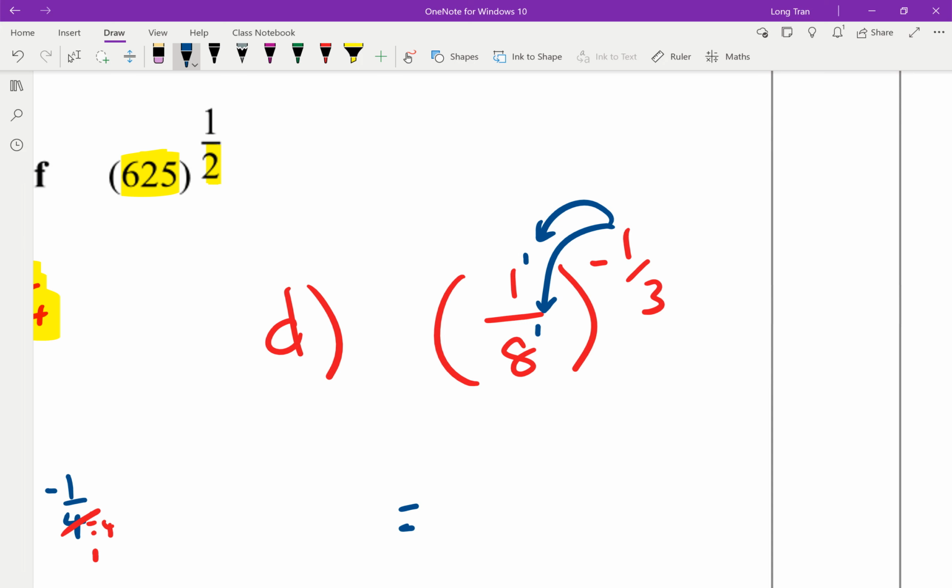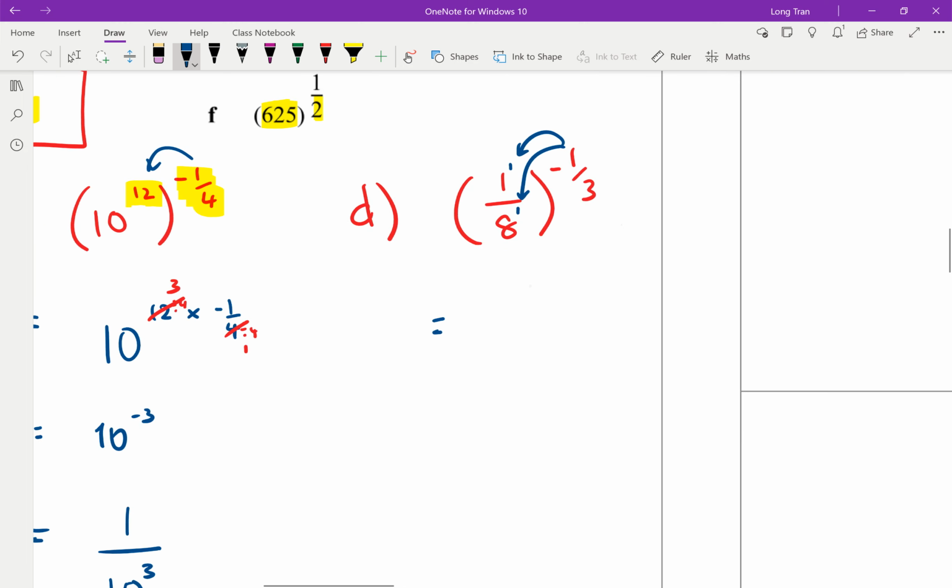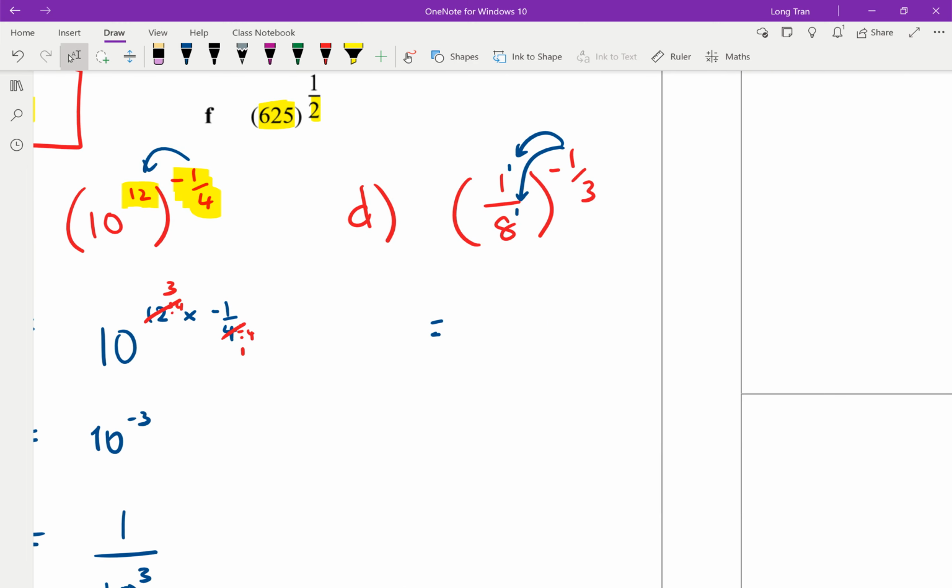I would have changed that fraction, okay, because if we don't like fractions, I would have used index law number 6 and converted 1/8 into 8 to the power of negative 1. True? Because 1 over 8, using your index laws, you know is the same thing as 8 to the power of negative 1, all to the power of negative a third. True? So all I'm doing is just changing the 1/8.